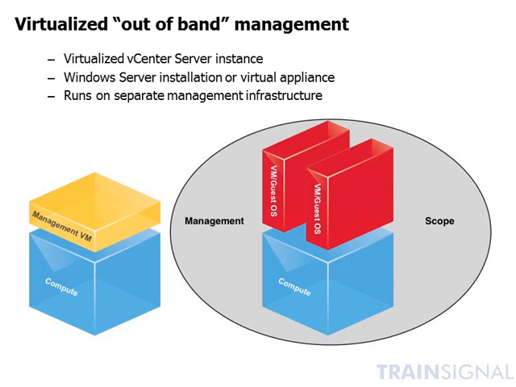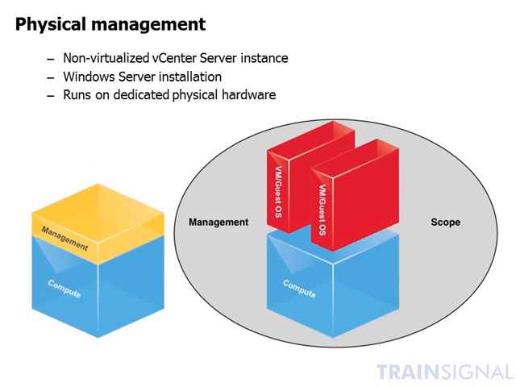Let's now take a look at the third management strategy. The third management strategy is physical management. In this particular case, we still have separate infrastructure, but this is physical infrastructure now. We have an instance of vCenter Server running on a non-virtualized operating system instance. So we're actually running something like Windows Server on the bare metal without the benefit of a hypervisor, and we've installed vCenter Server into that copy of Windows Server.